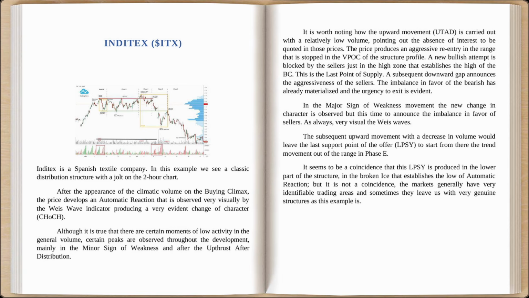A subsequent downward gap announces the aggressiveness of the sellers. The imbalance in favor of the bearish has already materialized, and the urgency to exit is evident. In the major sign of weakness movement, the new change in character is observed, but this time to announce the imbalance in favor of sellers. As always, very visual the Wise Waves. The subsequent upward movement with a decrease in volume would leave the last support point of the offer, LPSY, to start from there the trend movement out of the range in phase E.